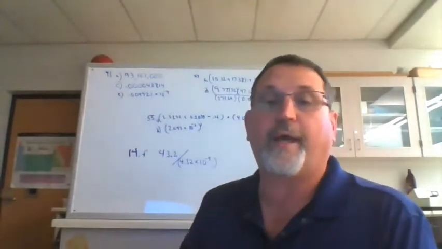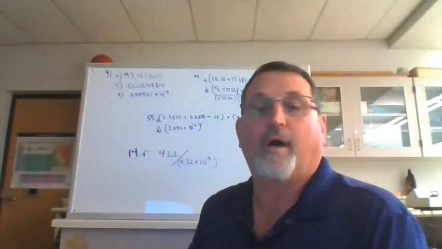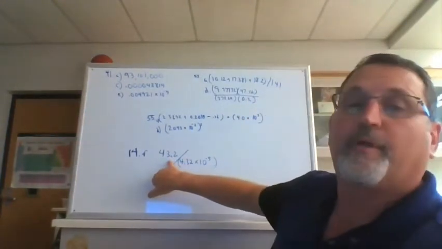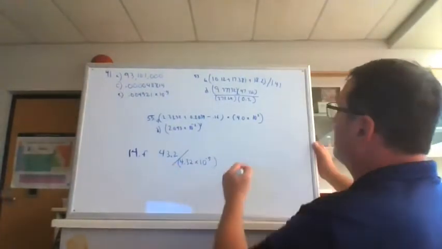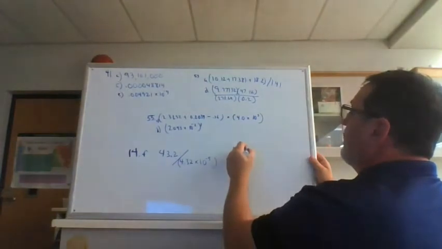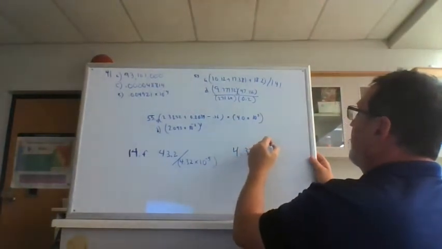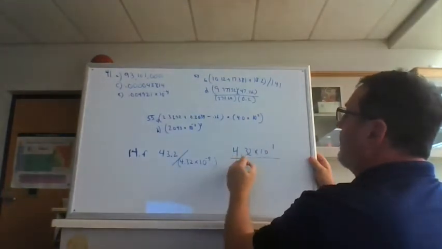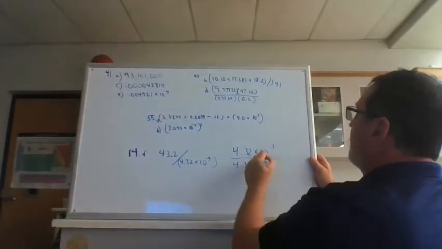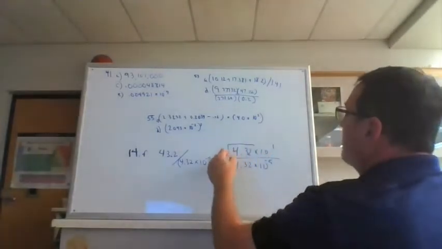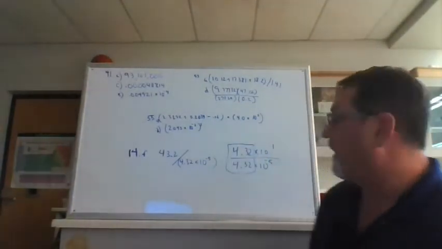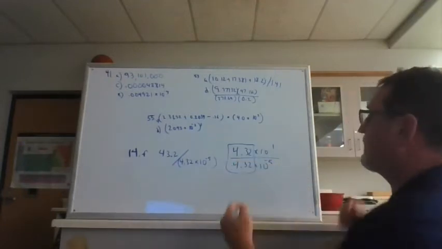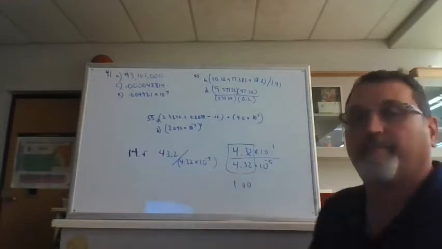I'm going to do it two ways, so I want you to pay close attention. One, I'm going to use just scientific notation. If I change 43.2 to proper scientific notation, then it's 4.32 times 10 to the positive first, divided by 4.32 times 10 to the negative fifth. Notice these two numbers are the exact same, and they're both in three significant figures. So any number divided by itself is 1.